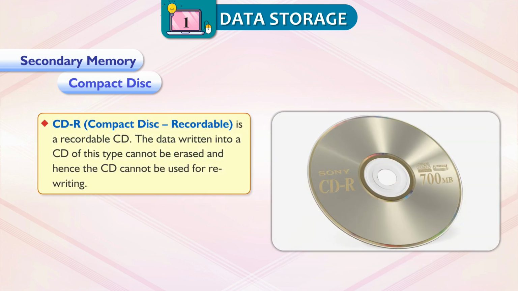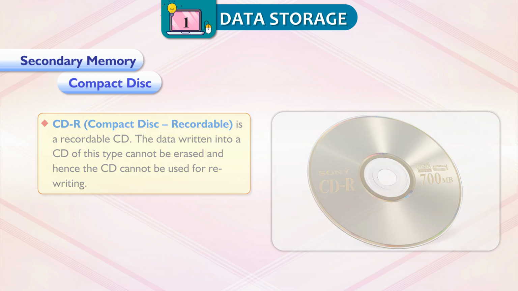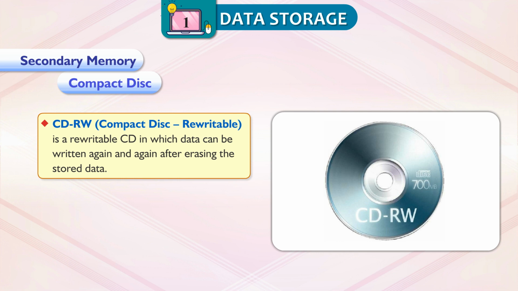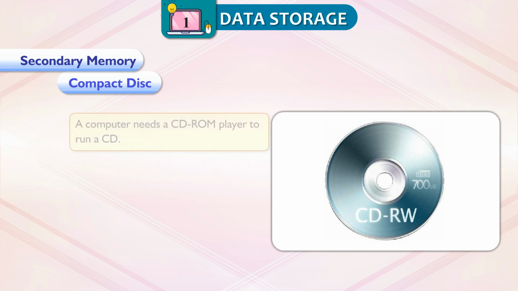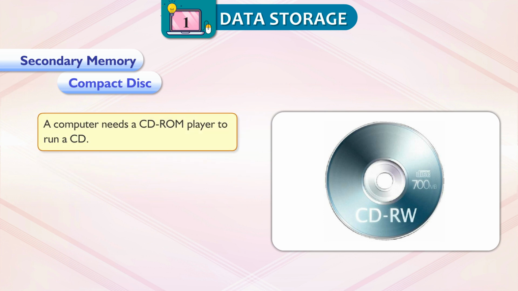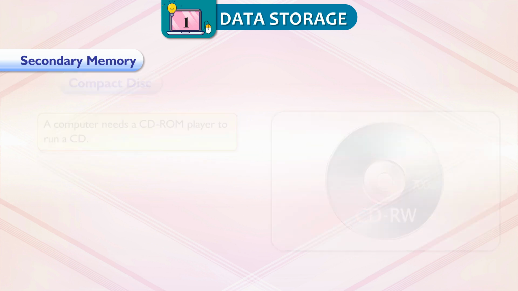CD-R, compact disc recordable, is a recordable CD. The data written into a CD of this type cannot be erased and hence the CD cannot be used for rewriting. CD-RW, compact disc rewritable, is a rewritable CD in which data can be written again and again after erasing the stored data. A computer needs a CD-ROM player to run a CD.